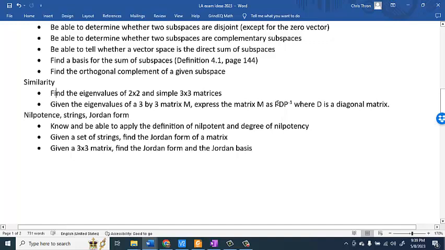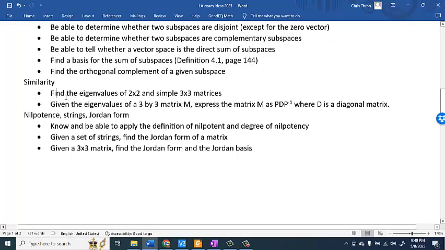Now, you may not have enough eigenvectors, and then the matrix is not diagonalizable. We have an example of the matrix 0, 0, 1, 0, which has eigenvalue 0 with multiplicity 2, but it's not diagonalizable.